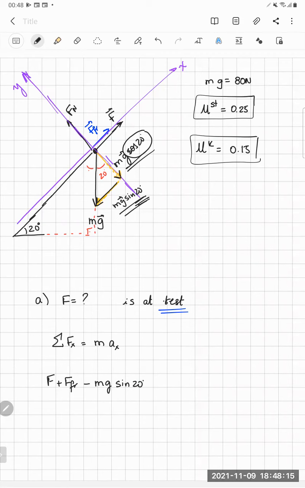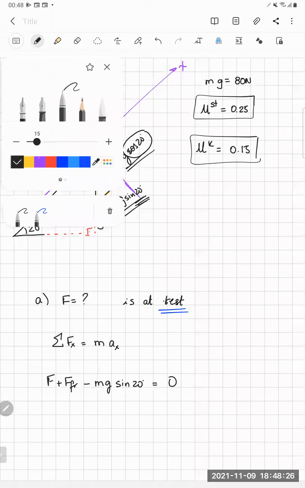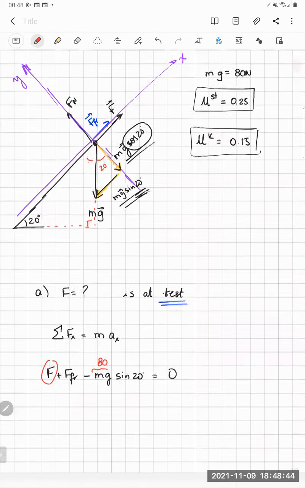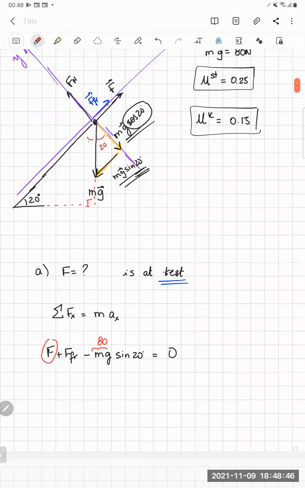What should I put on the right side? Well, as I said, we want to find the minimum force so that this object is at rest. So on the right side, we just have 0. Okay, so you see here in our equation, the unknown, the force that we want to find is there. mg is given to us, it is 80, and sine of 20 we can just compute. Well, what is in our way there is the friction force.